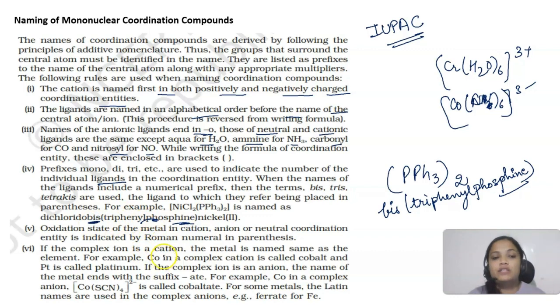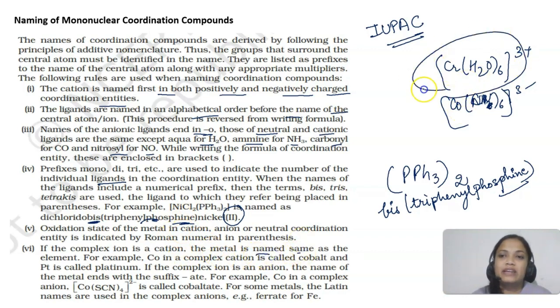Now the oxidation state of the metal has to be written in cationic, anionic or neutral coordination entities. It is indicated by a Roman numeral in parentheses at the end. Now if the complex ion is a cation, the metal is named the same.